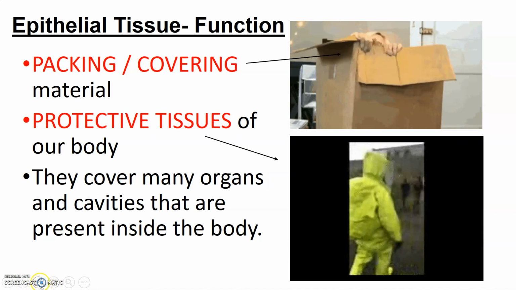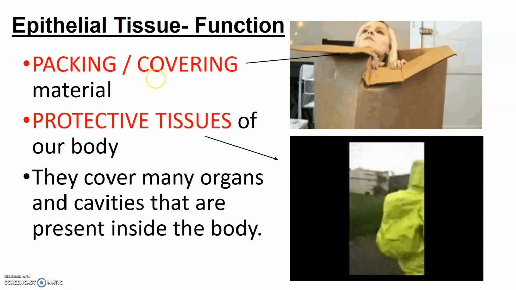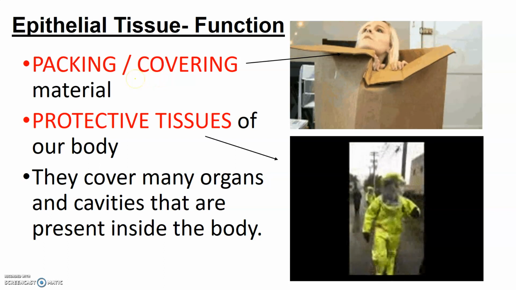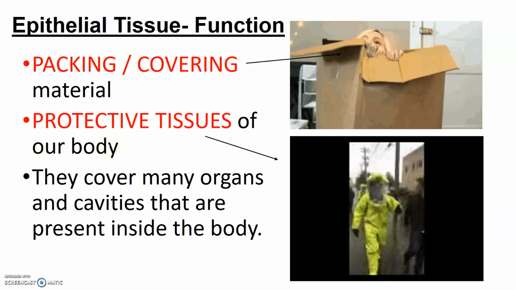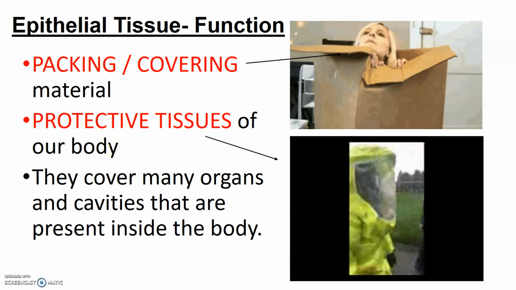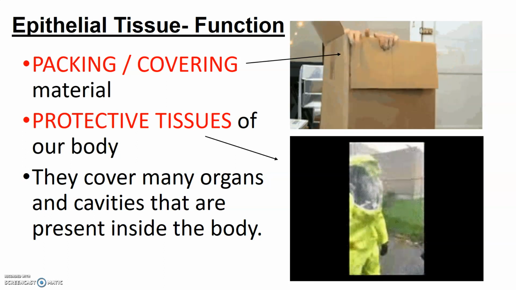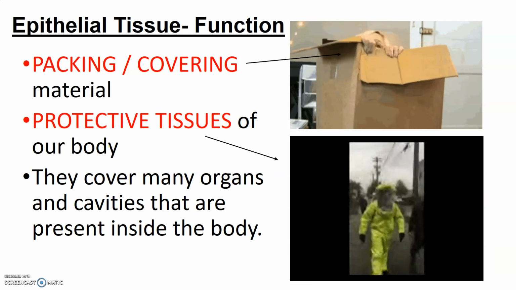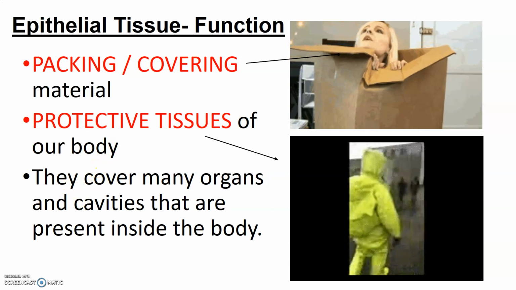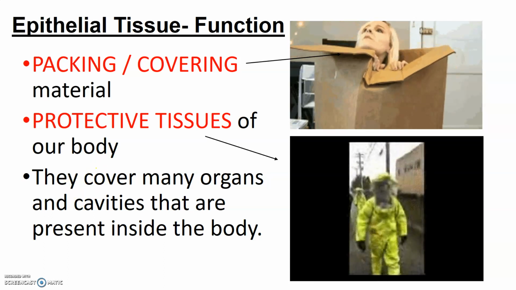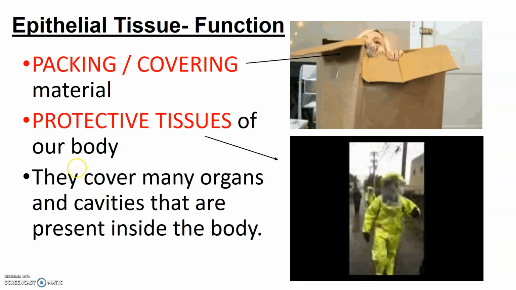Epithelial tissue is a tissue which is for packaging or covering the body. It helps in the protection of the body. The epithelial tissue is present outside your body in the form of skin, inside your body in the form of some layers which are protecting the organs and the organ systems. So the protective covering in any of the organs or organ systems is because of the epithelial tissue.